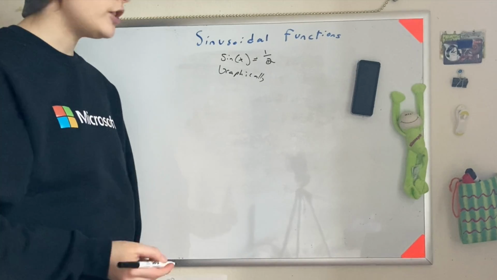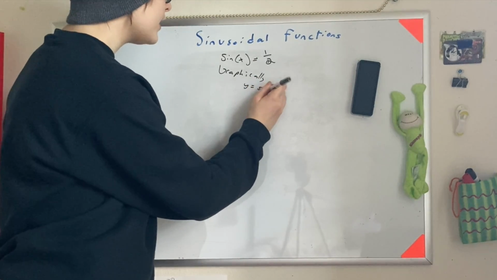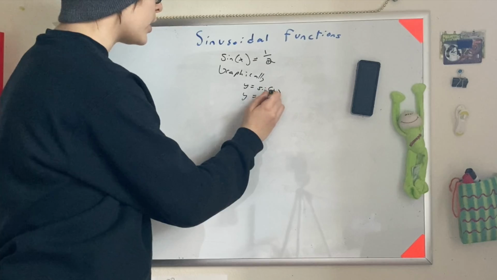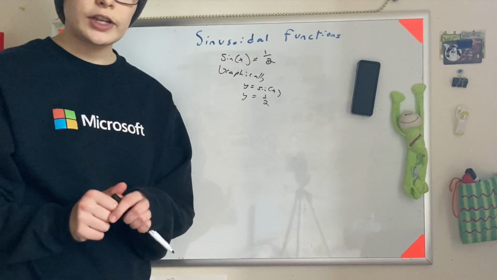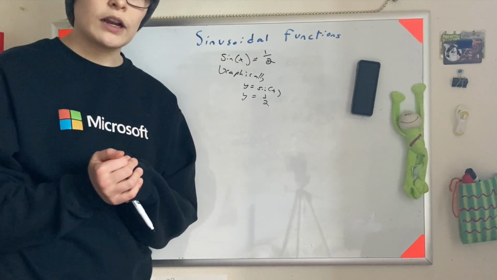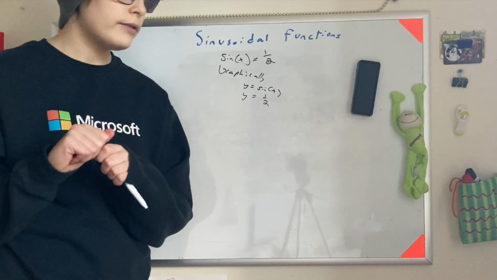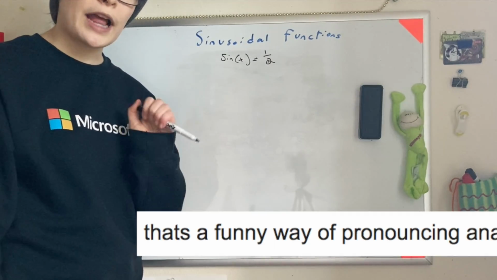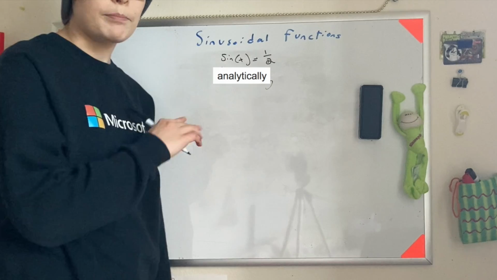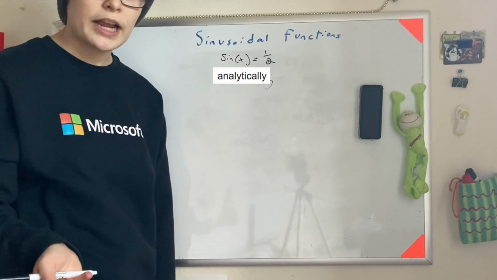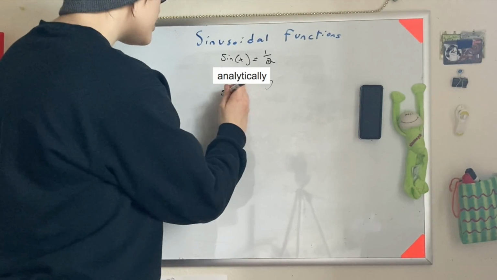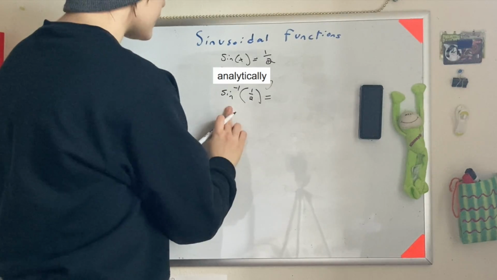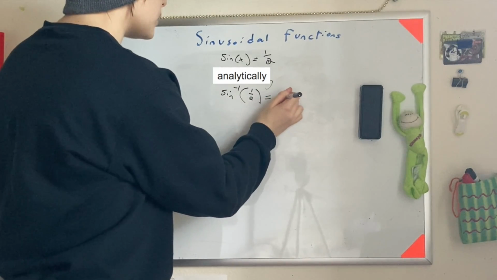And how you would do this is you would graph y equals sine of x, and you would also graph y equals 1/2. And you would see where those two lines intersect using Desmos or a TI-84 calculator or whatever graphing calculator you have. However, the way that we want to do it is algebraically. So if we wanted to solve this by hand with nothing but a standard calculator, how would we do that? Well, first we would isolate x. Inverse sine of 1/2 is equal to x.